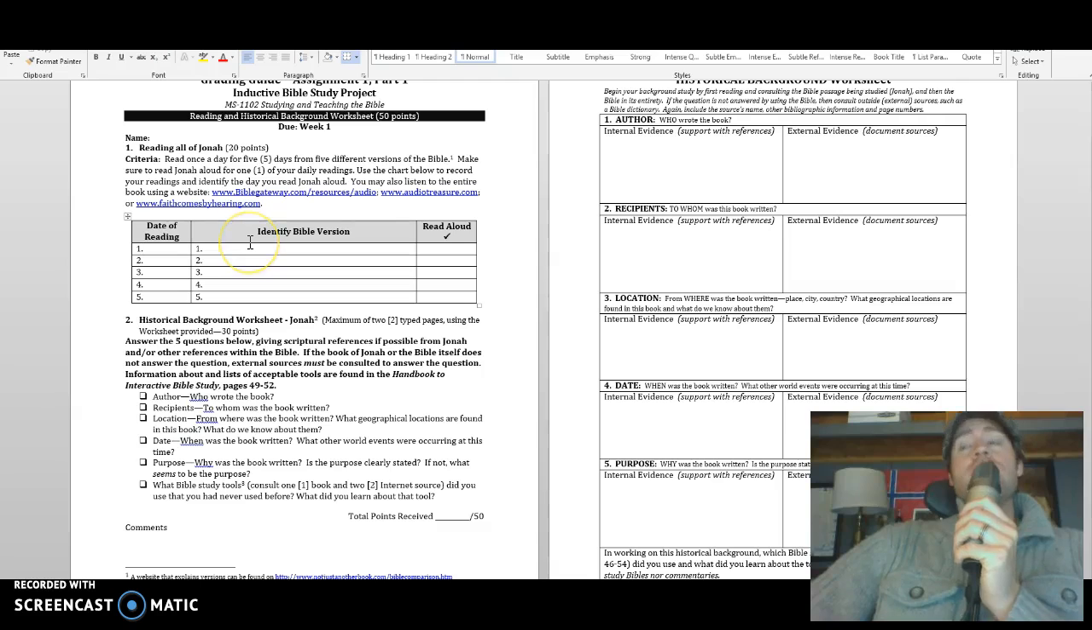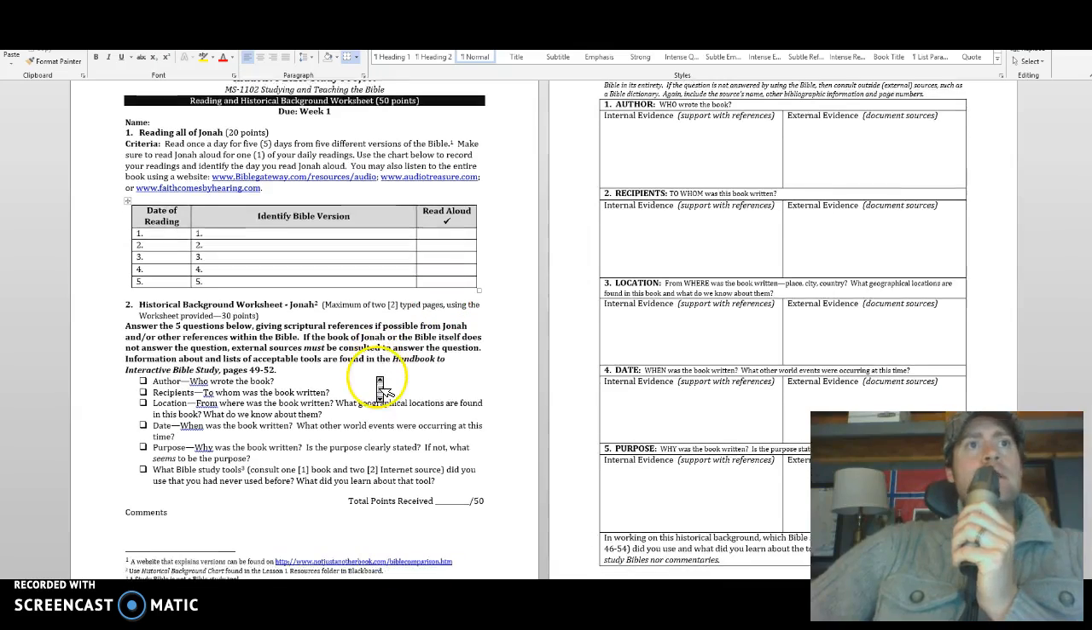different versions. 2 of the versions can be those non-literal versions like the Message Bible, and the others are going to be literal. And so you're going to identify which Bible version each time, and then which one you read aloud. Hopefully, you have to read at least one. So check which ones. If you did it all 5 aloud, check all 5 times.